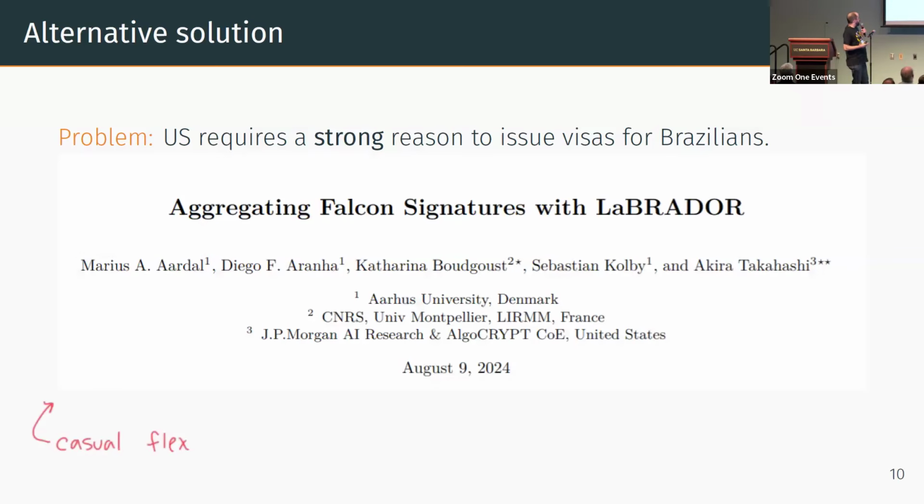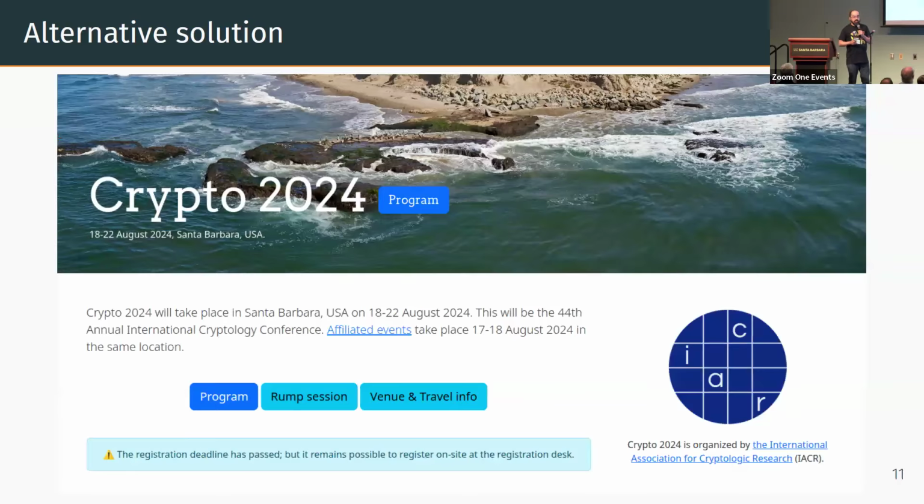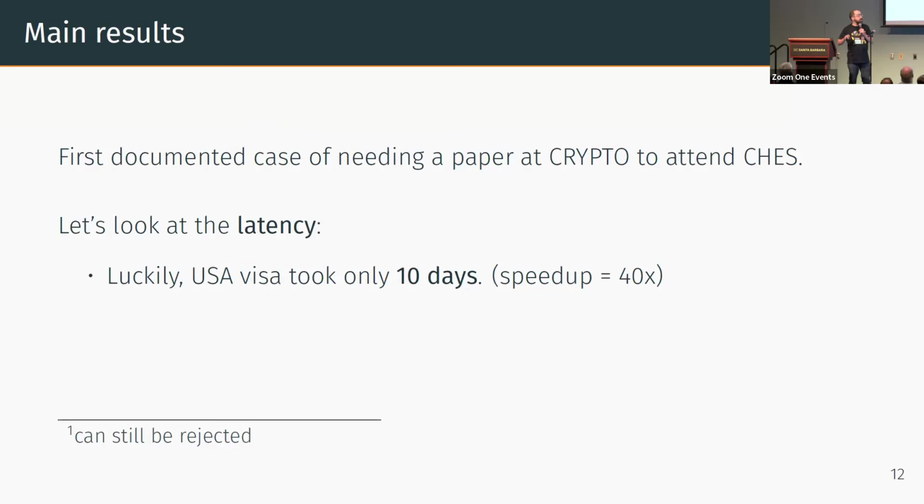So then we had the paper lying around. Yes, we're flexing right now. Marius and Sebastian will present it tomorrow morning. And then we decided, okay, let's submit it to Crypto. So it turns out that the paper was accepted. And this is the first case that someone needed a paper at Crypto to attend Chess.